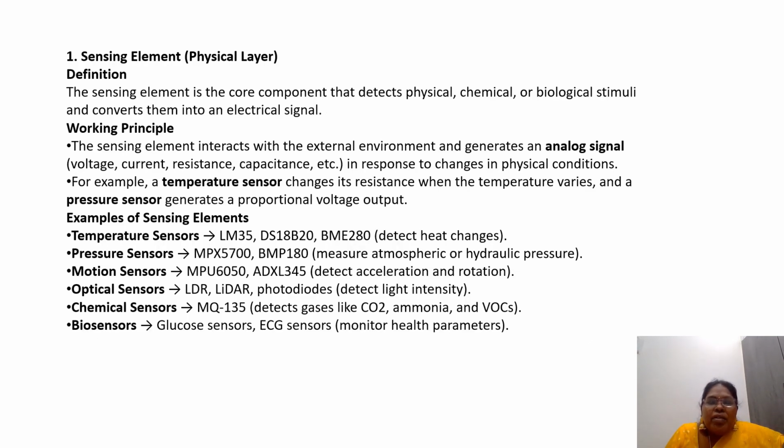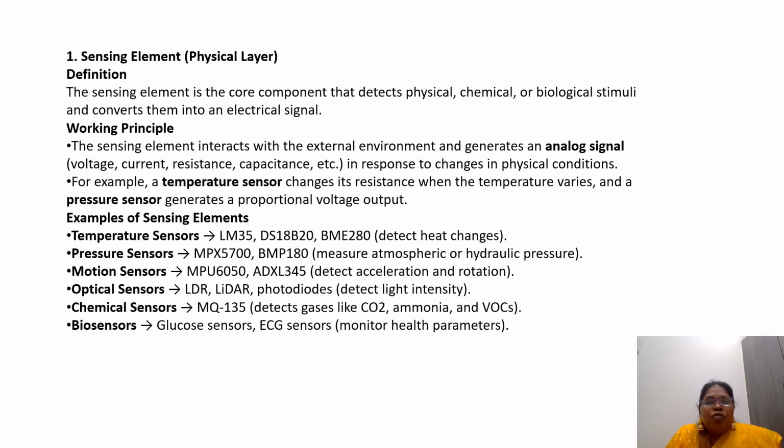So the sensing element detects physical, chemical or biological quantities and converts them into an electrical signal. For example, I can use a sweat sensor, which will sense the sweat and convert it into a signal. Sweat sensing is biological. So it is not only the physical form; it may be any chemical, which we can also convert into an electrical signal, or biological, whatever it may be, it will sense and convert into an electrical signal.